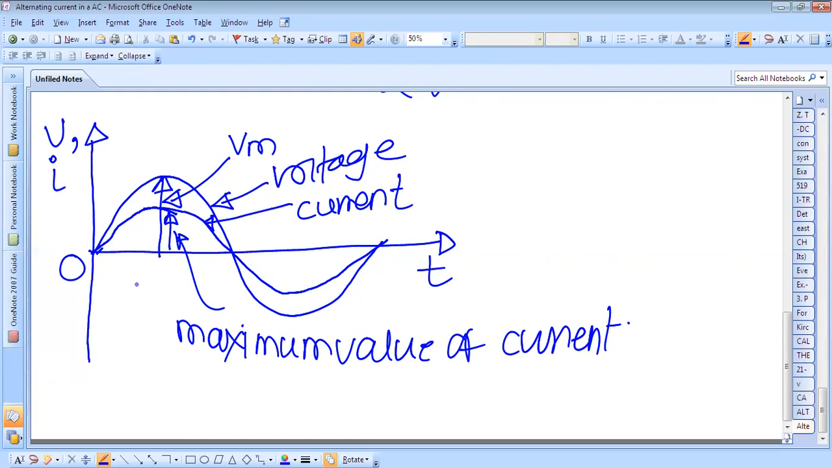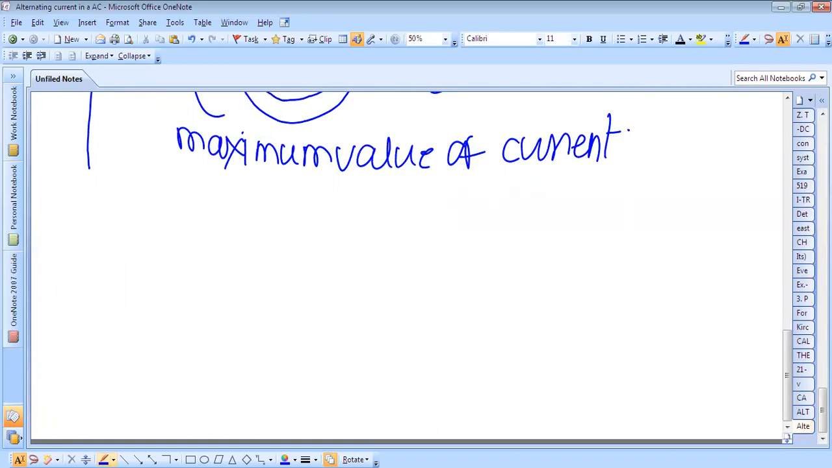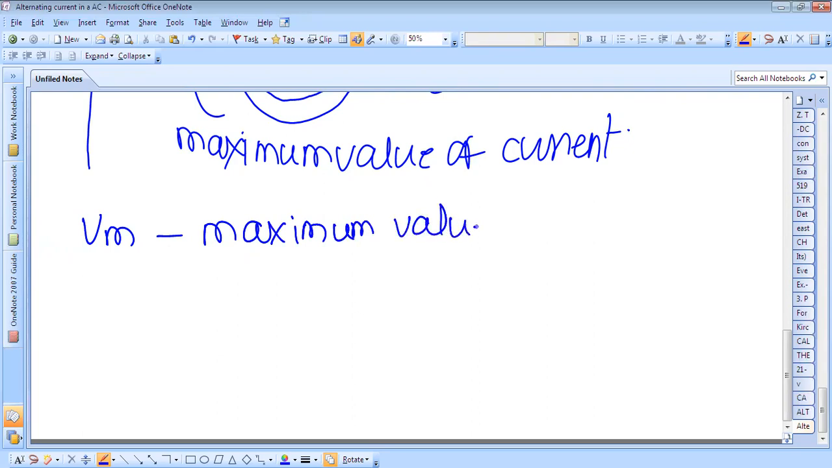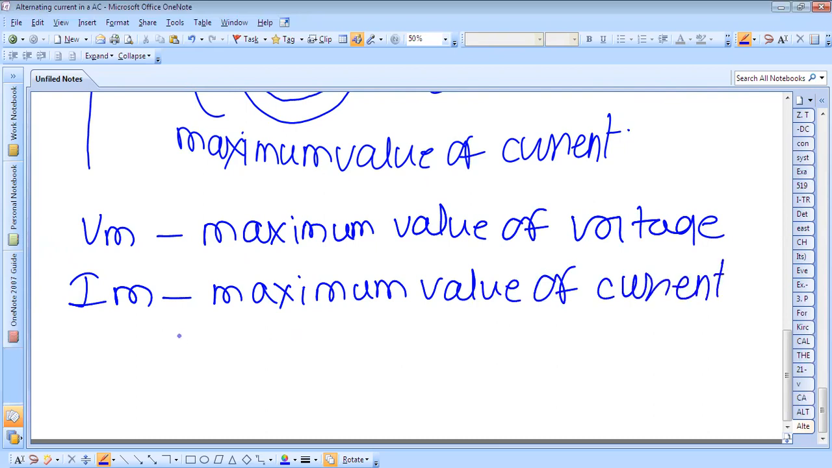So we can write here Vm and Im. Vm is the maximum value of voltage, and Im is the maximum value of current. Therefore, by using Ohm's law, we can write Im is equal to Vm by R.